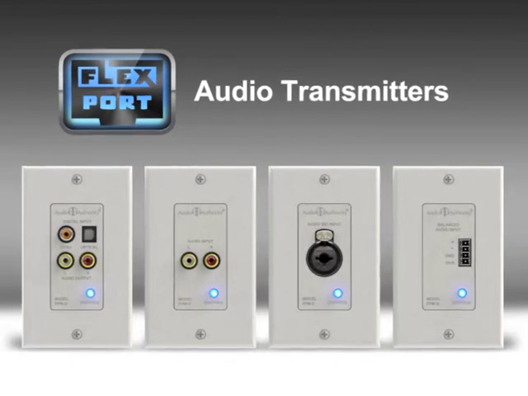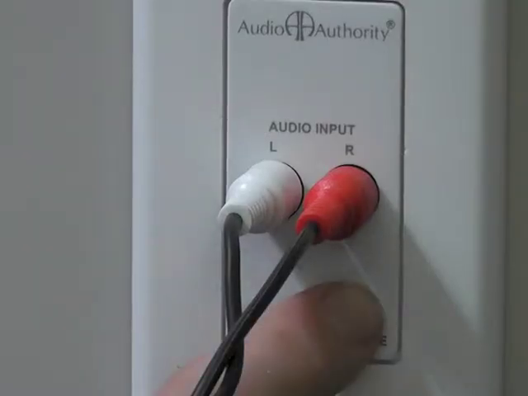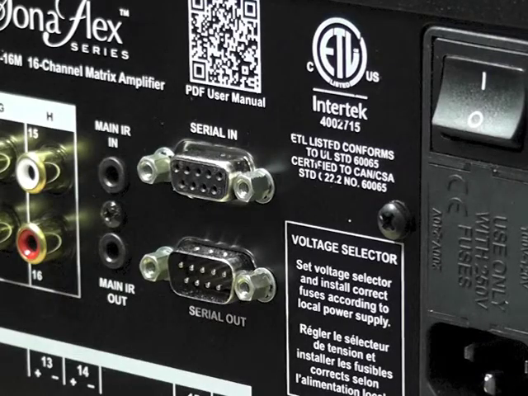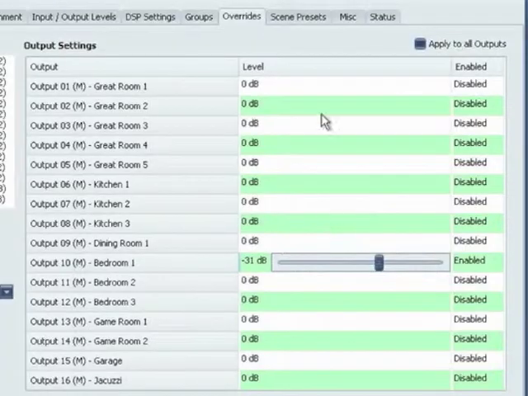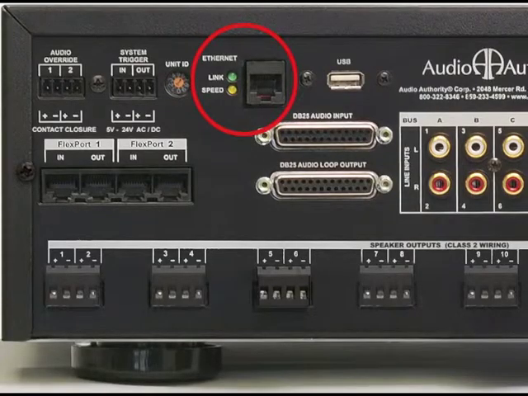One more thing about FlexPort override. Normally you trigger it by pressing the override button, but you can also send a command from a control system via Ethernet or serial. Now let's go into sound scene presets. Again, there are 10 available, and you can trigger them in 3 different ways: by serial command, Ethernet command, or by the contact closure terminals.